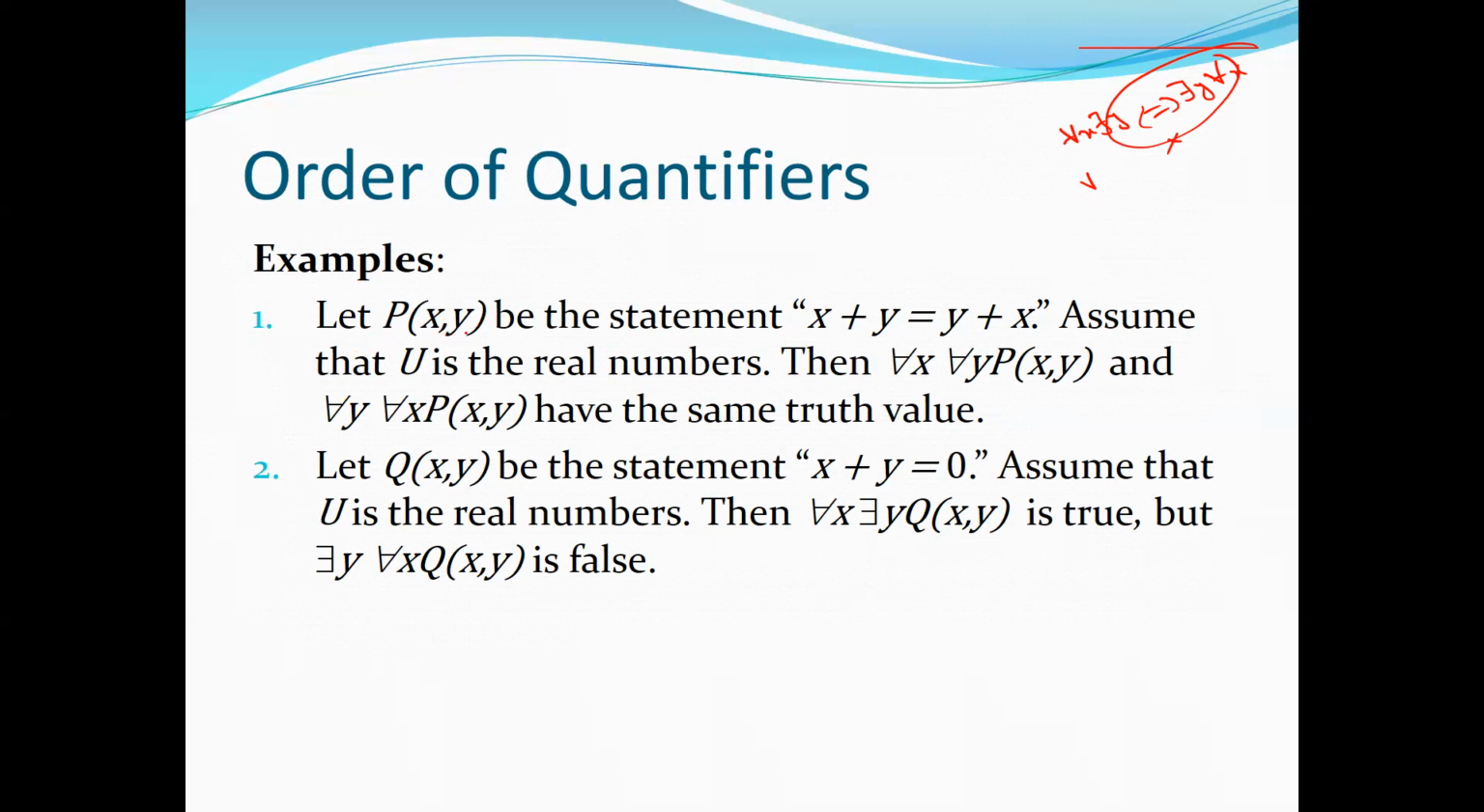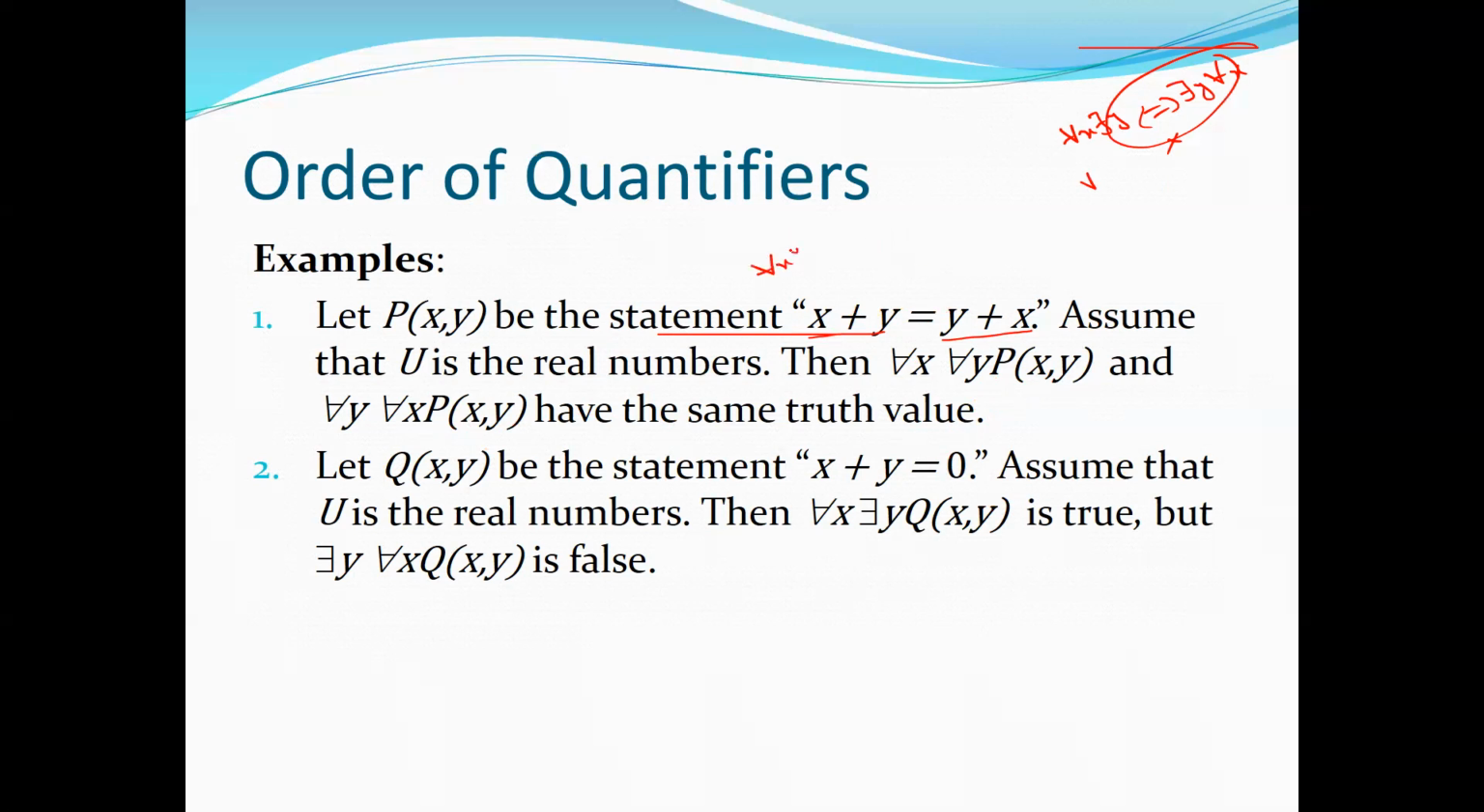Let P of x, y be the statement x plus y is equal to y plus x, right? If you can see, this is nothing but the commutative law of addition of the real numbers. Assume that U is the real numbers, your universe or domain is the real numbers. Then for all x, for all y, P of x comma y, and for all y, for all x, have the same truth value. Yes, obviously. If it is x plus y equal to y plus x, no problem.